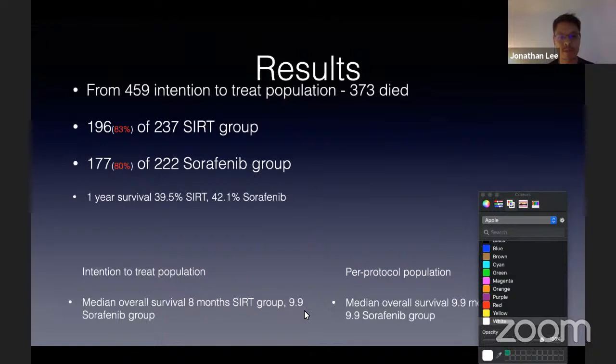So 8 versus 9.9 months in the intention to treat, and a slightly interesting use of data, I suppose. They've gone for per protocol population, which showed it was exactly the same between the two groups.